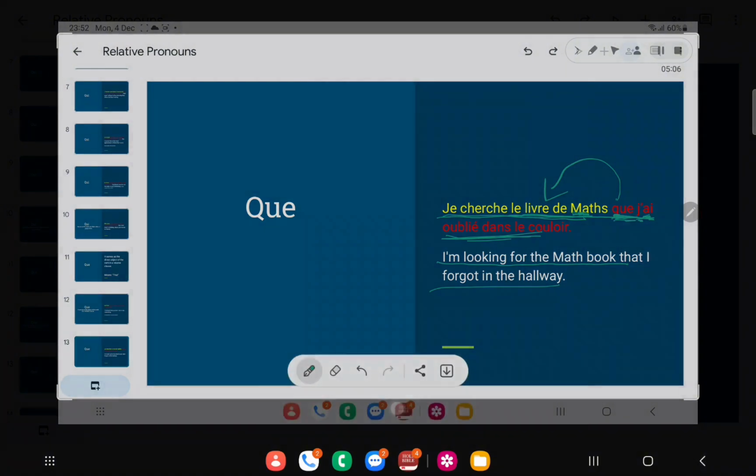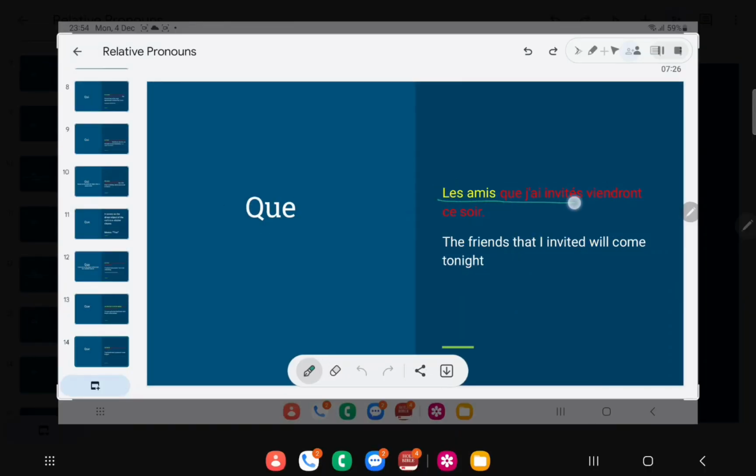More examples. Les amis que j'ai invités viendront ce soir. The friends that I invited will come tonight. So we have the first part of the sentence. This is not up to a clause, so I'm going to call it the main phrase. And then the subsequent part of the sentence that I will call the relative clause. But as a relative pronoun, que ushers in information about the noun phrase, les amis, and also it functions as the object in this relative clause.